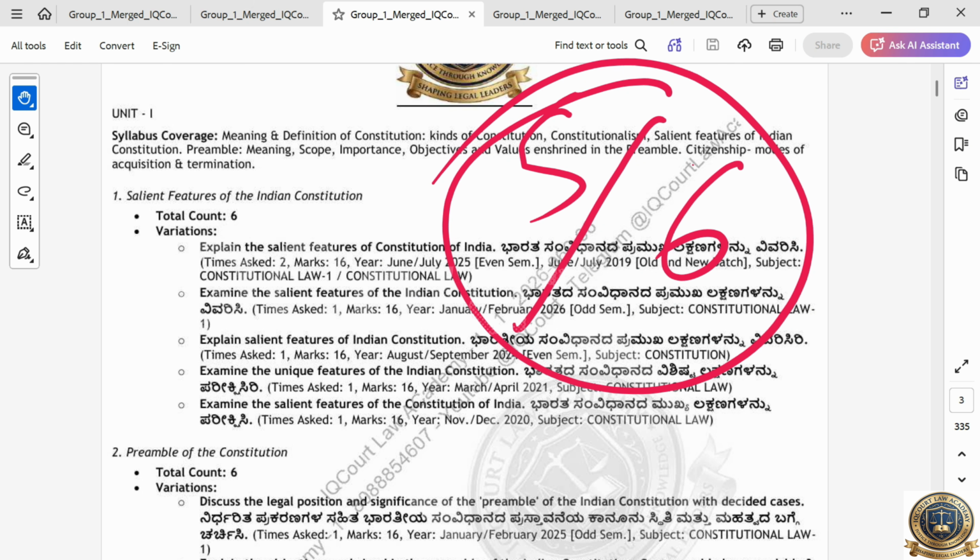You can't believe it. They asked about a feature of the constitution. Just an example I am telling you of what he wrote.